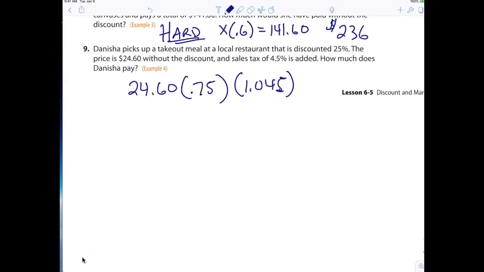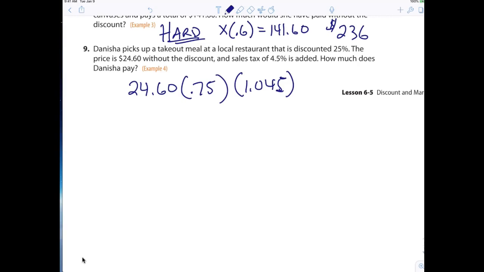Now let's talk. Listen carefully, please. So $24.60 represents the price of the meal. But you have a coupon that's 25% off, so that means you have to pay only what? 75% of that. However, you still always have to pay the tax. So you're paying 1.045, not 1.45. 1.45 would be 45% tax.